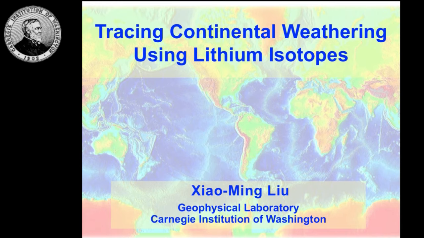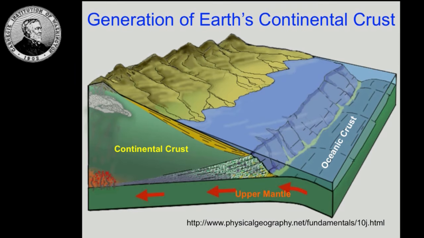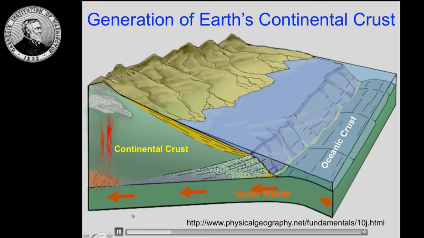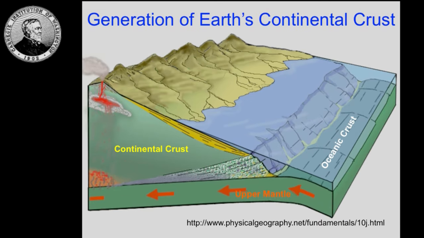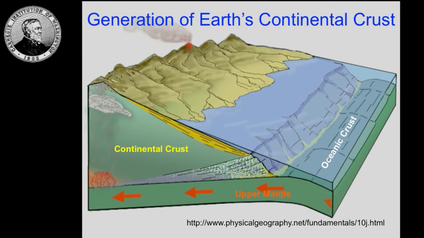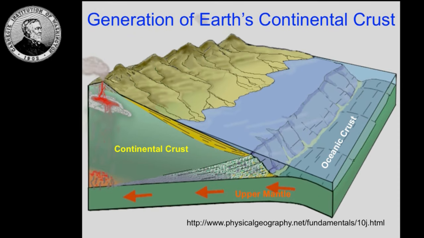So today I would like to talk to you about using my favorite isotopic system, lithium isotope, to study continental weathering. Okay, let's start first. Let me show you a very nice cartoon about how the continental crust is generated now. We see that the continental crust is usually generated at the arc settings, where the existing continental crust is colliding with oceanic crust, and then we have melt generated. Then we have either eruption of volcanoes or plutonic intrusions generating the new continental crust.